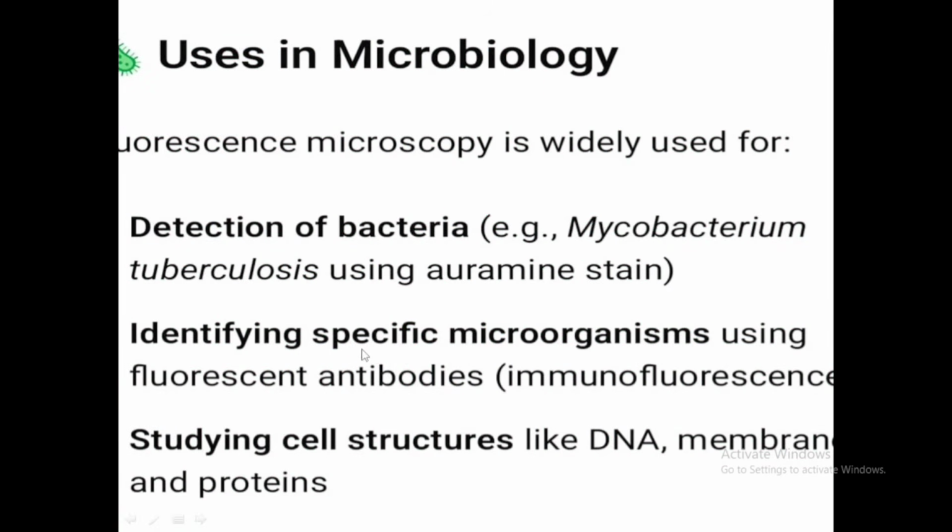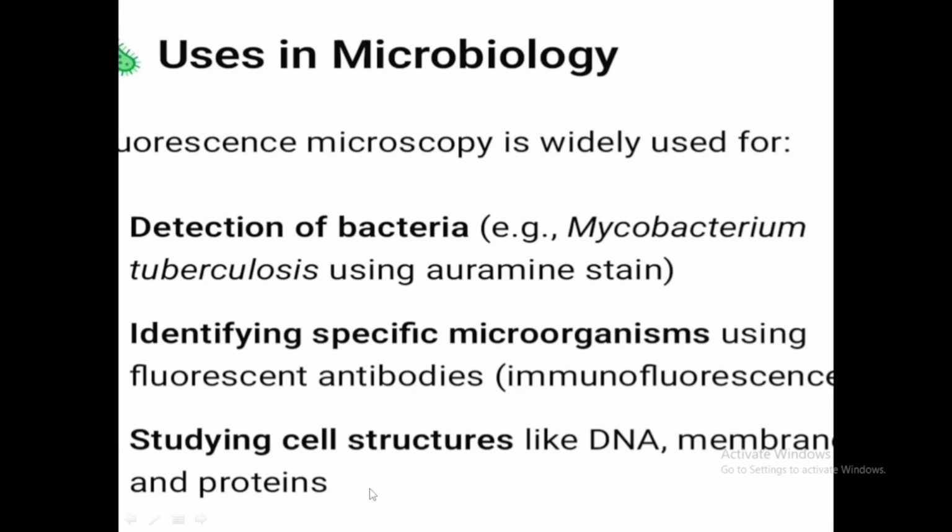Next is identifying specific microorganisms using fluorescent antibodies. Next, we can study cell structures like DNA, membranes or proteins, or the cell wall and flagella. Everything we can watch through this microscope. We can also find out the viability of a microorganism, whether it is alive or dead. With this microscope we can count the microorganisms. By that we can understand the severity of a disease, whether it is mild, moderate or severe. These are some of the uses.